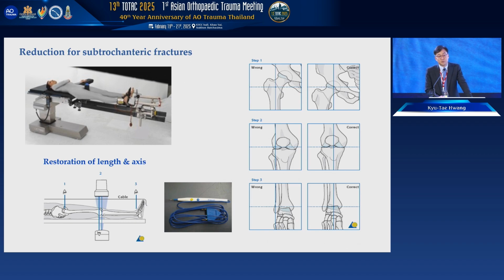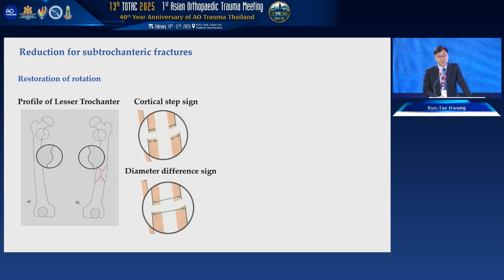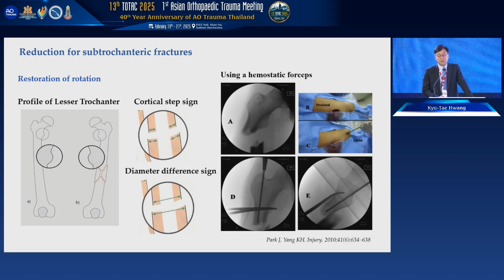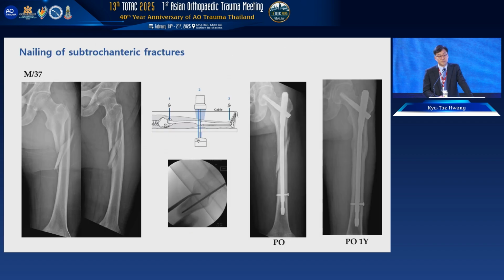Most surgeons usually use the fracture table for the treatment of subtrochanteric fracture to restore length and axis. For restoration of rotation, we can check the retrotrochanter shape, cortical step sign, and diameter difference sign. And then, if needed, we can use the hemostatic forceps to reduce the proximal fragment residual deformity. We can usually get a good result through techniques like this.